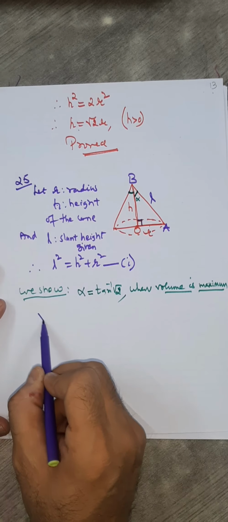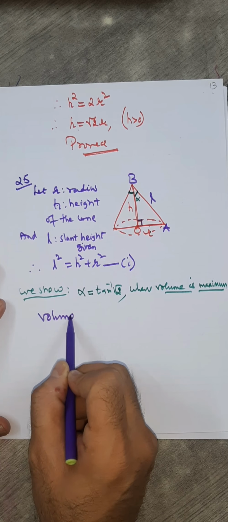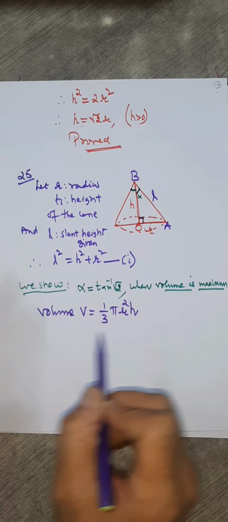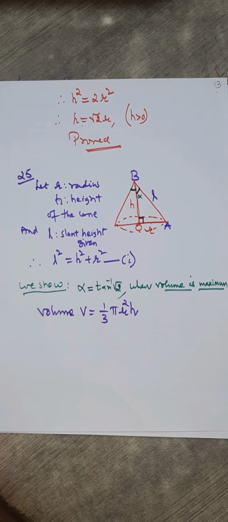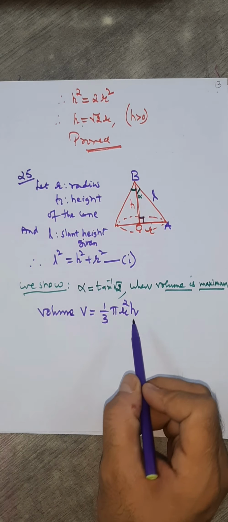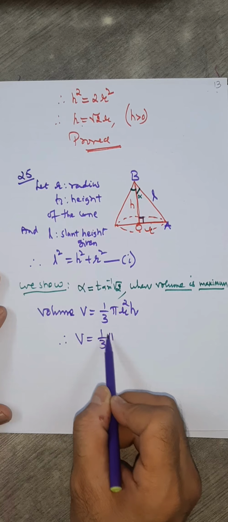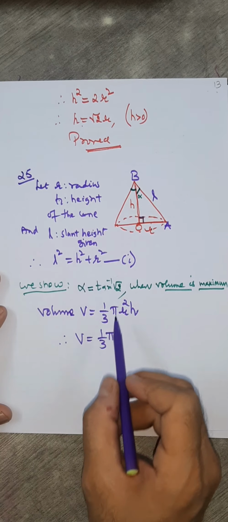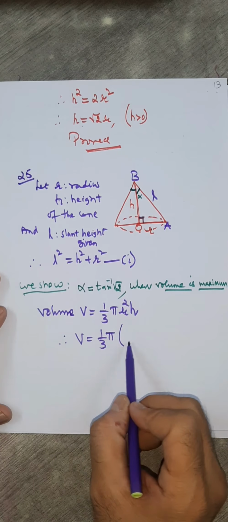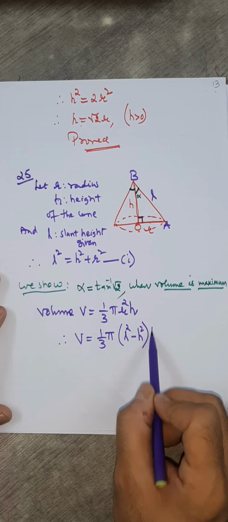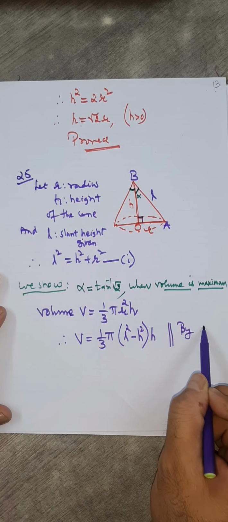So we start with the volume here. What's the volume? V equals 1 upon 3 pi R squared H. That you know very well, we did it a number of times. Now obviously we place the value of R squared from equation 1 to convert into a single variable. 1 upon 3 pi. What is R squared? R squared is L squared minus H squared, into H.